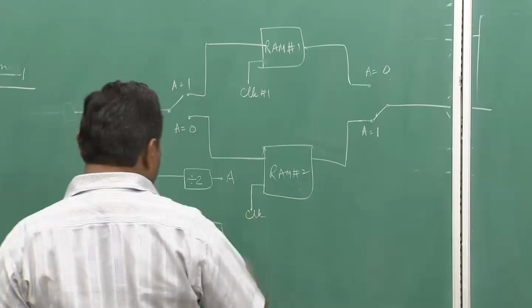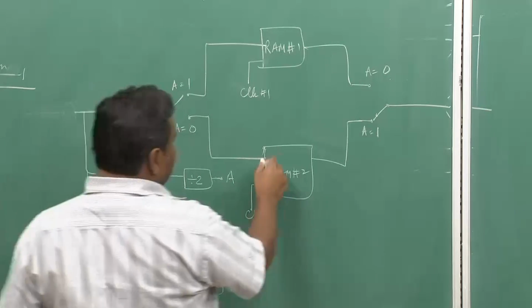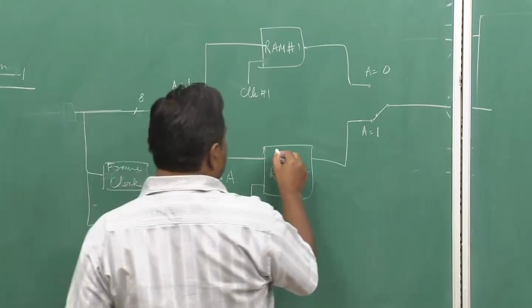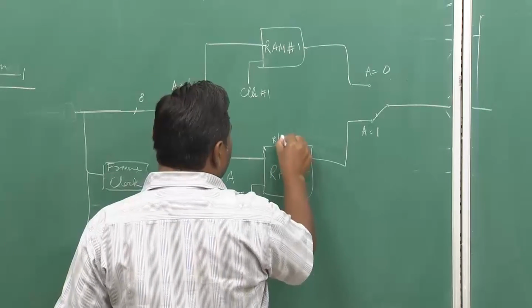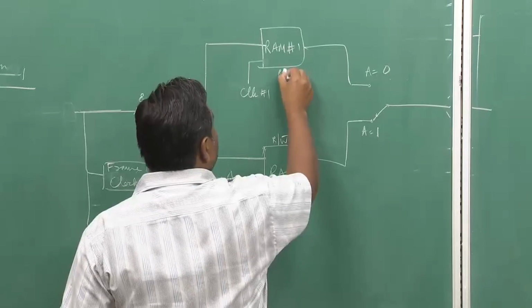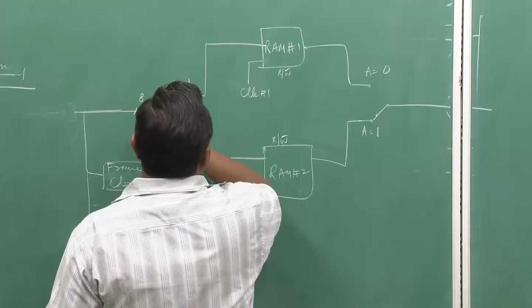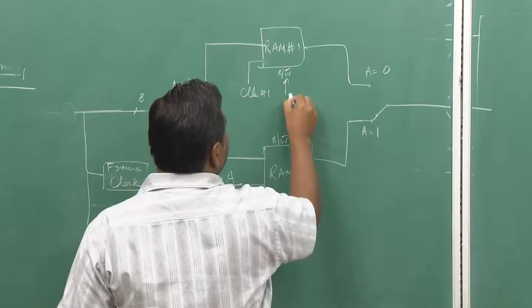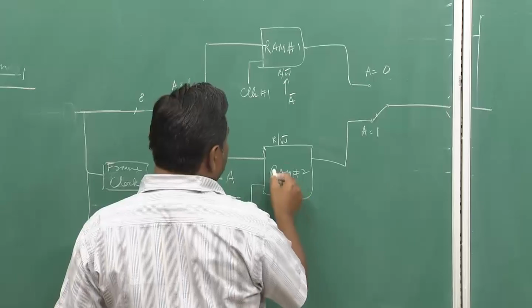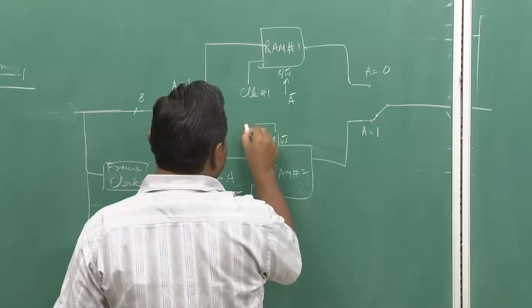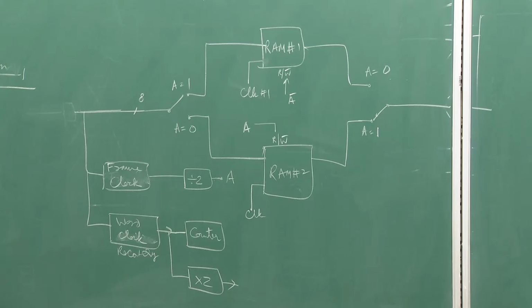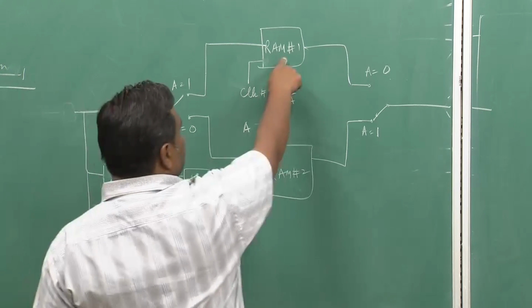and this A will also tell whether the read or write operation has to happen. Okay. So if you call it RW bar here, so when A is 1 you are writing here, so this will be fed by A bar, okay, and this will be fed by A, okay. So when A is 1 you are reading out from here and you are writing there.